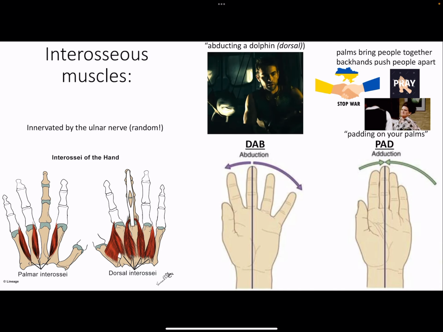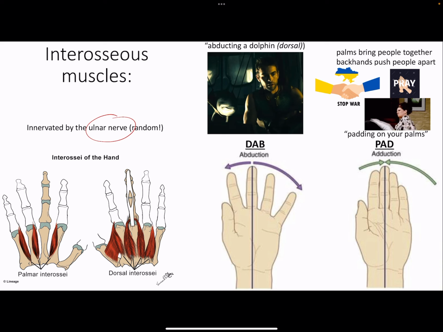Cool. Interosseous muscles, we have two types. We have the palmar interosseous muscles and the dorsal interosseous muscles. Both are innervated by the ulnar nerve. It's kind of weird because the ulnar nerve is mostly associated with the pinky, so this seems kind of random. There are three different ways to remember which one abducts and which one adducts. I guarantee this will be a question, if not a couple.